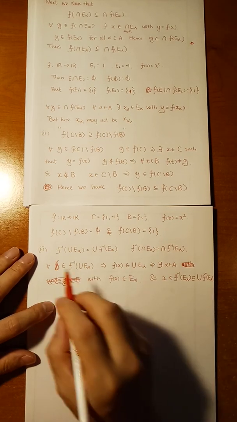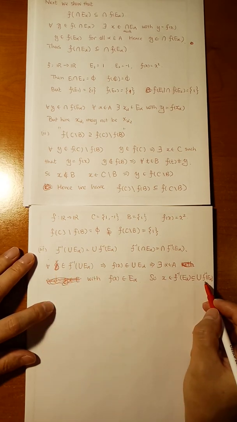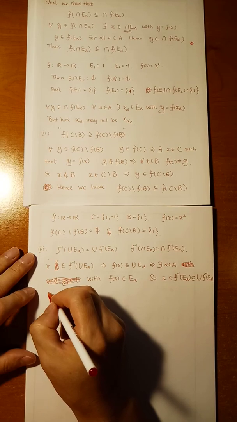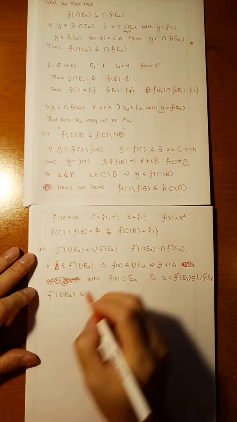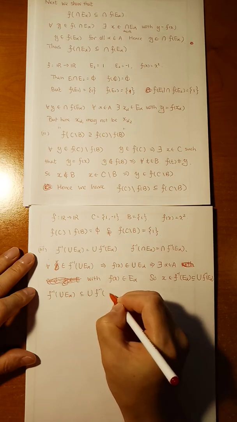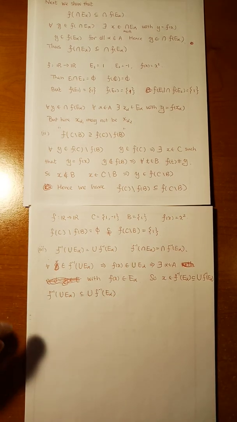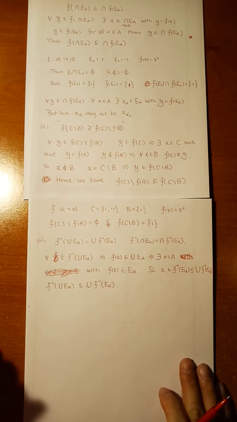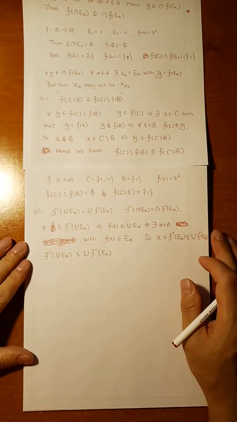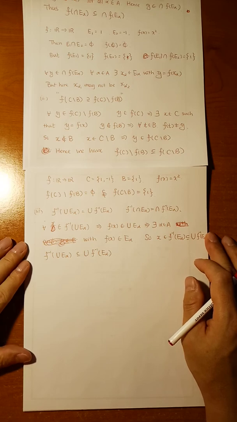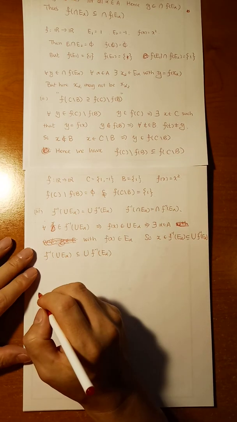All right, so every x here is an element in this union. We get F inverse of the union of E alpha is a subset of the union of F inverse of E alpha. It's one property. One direction. All right. And the other direction.